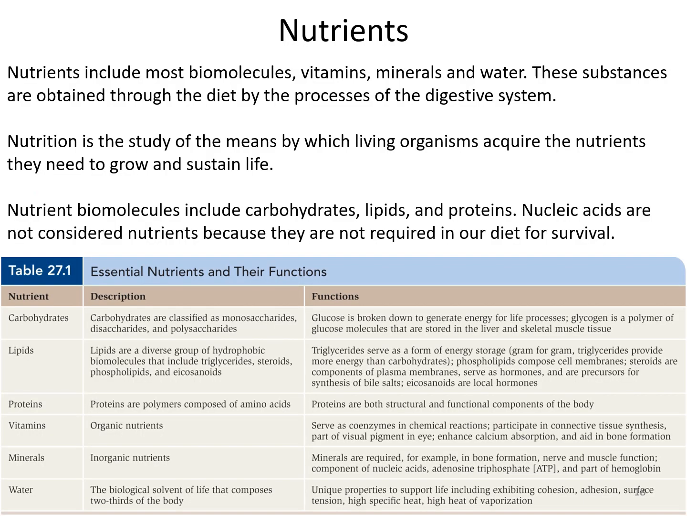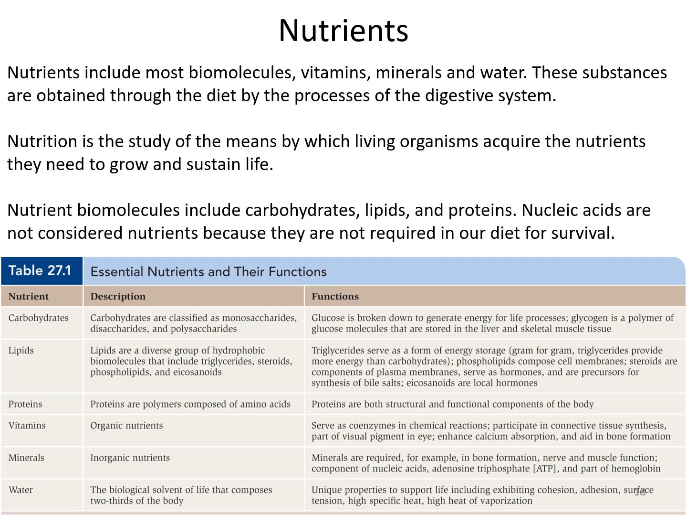So this is where one chapter ended and the other chapter started. We've combined it all into one unit. So this is where you may start to see some repetition of things that we've covered already in this unit. Okay, so nutrients include most biomolecules, vitamins, minerals, and water.